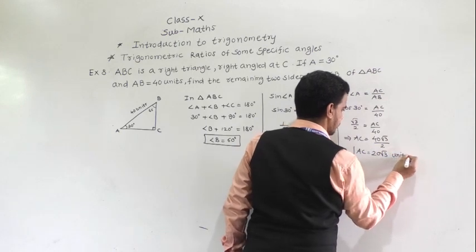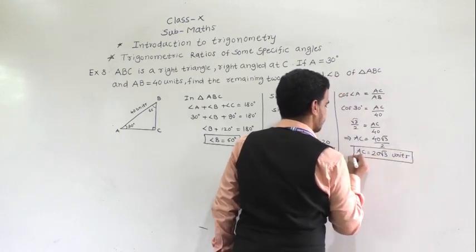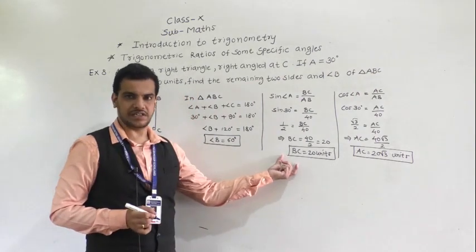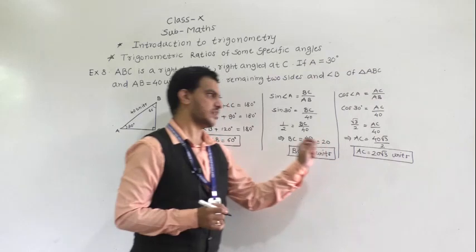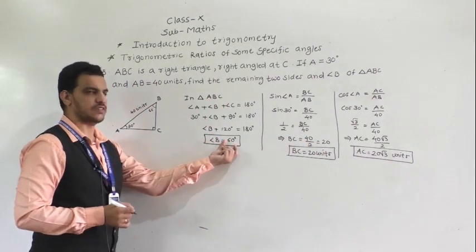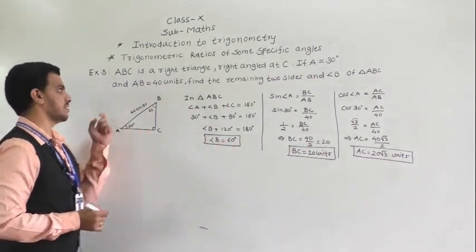So this is the length of the two sides, that is 20 units and 20 root 3 units, and angle B is 60 degrees. Okay, now we will take the next example.